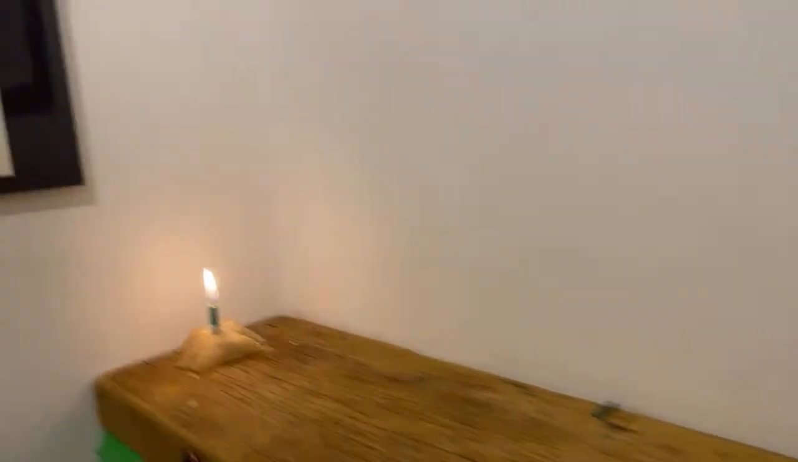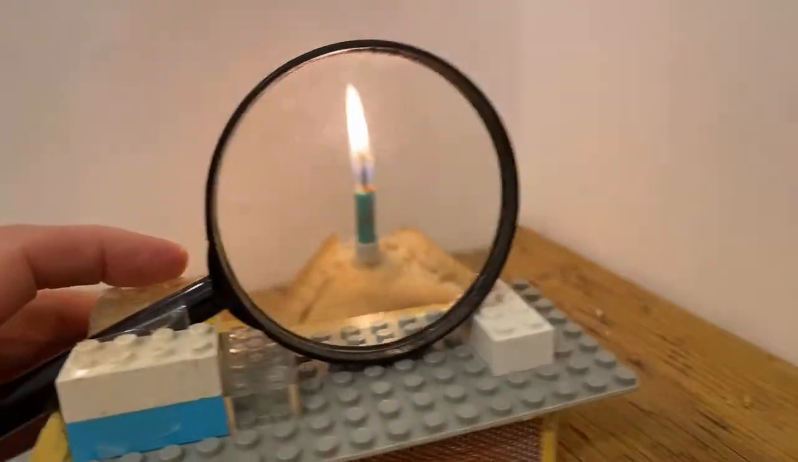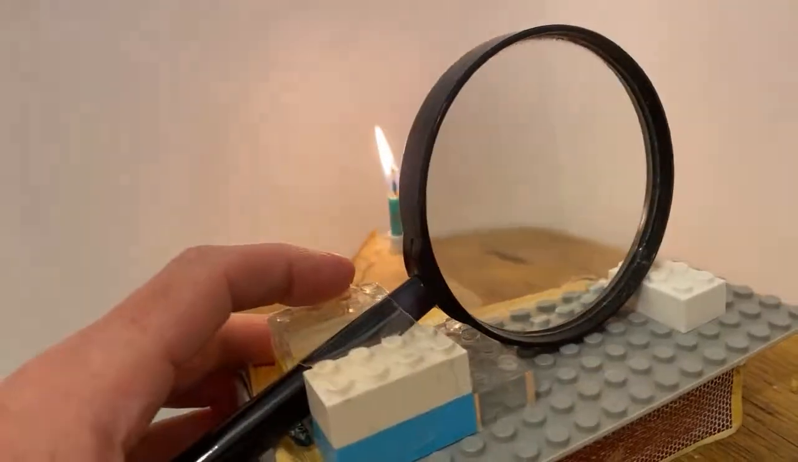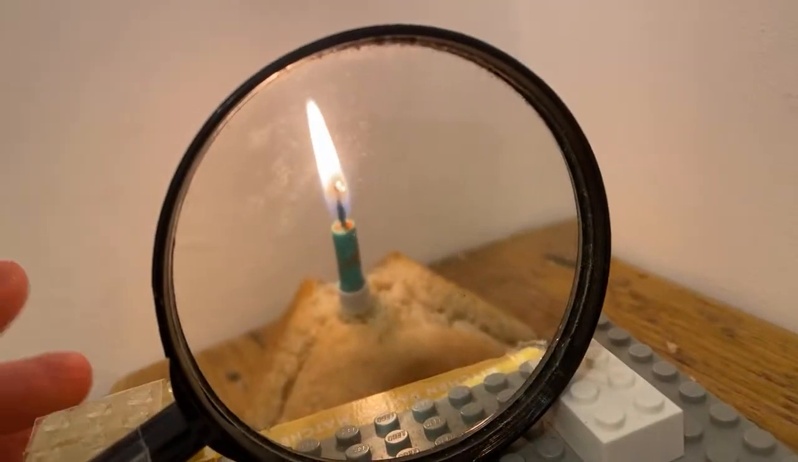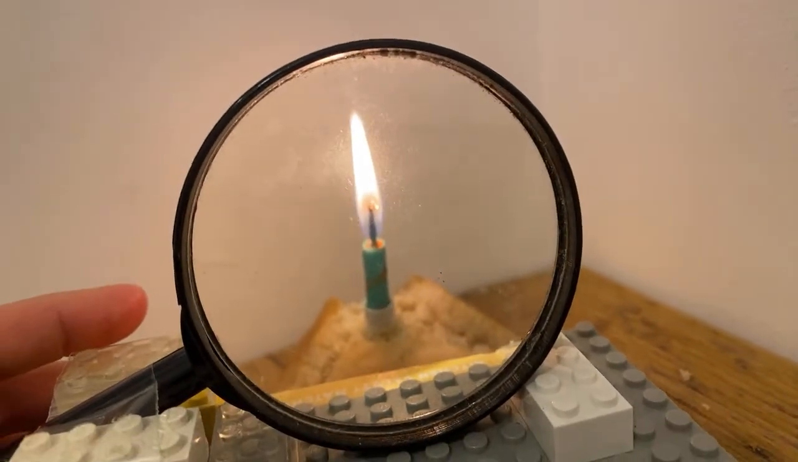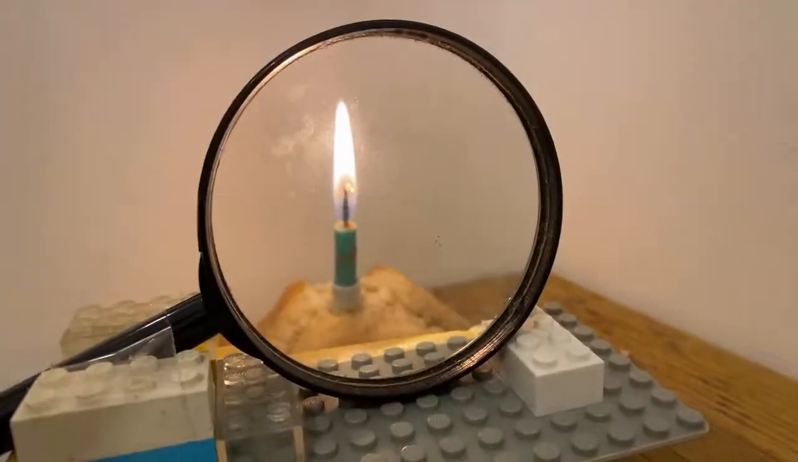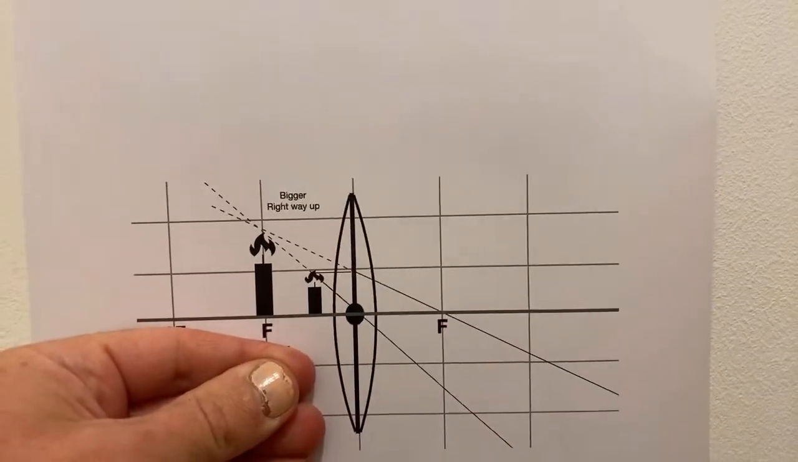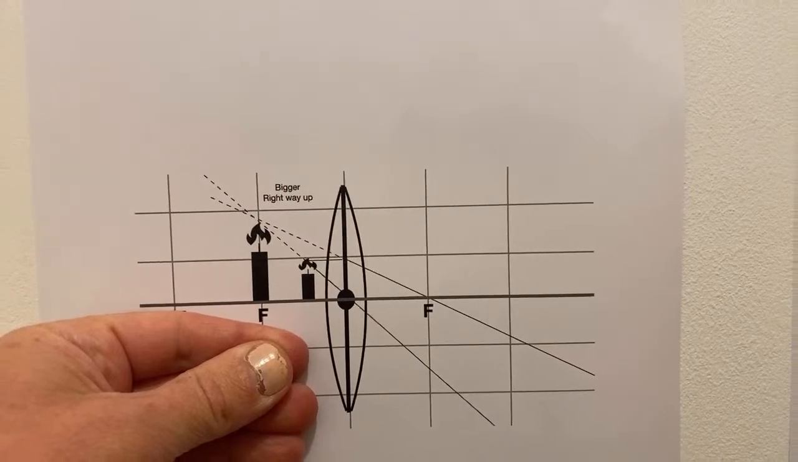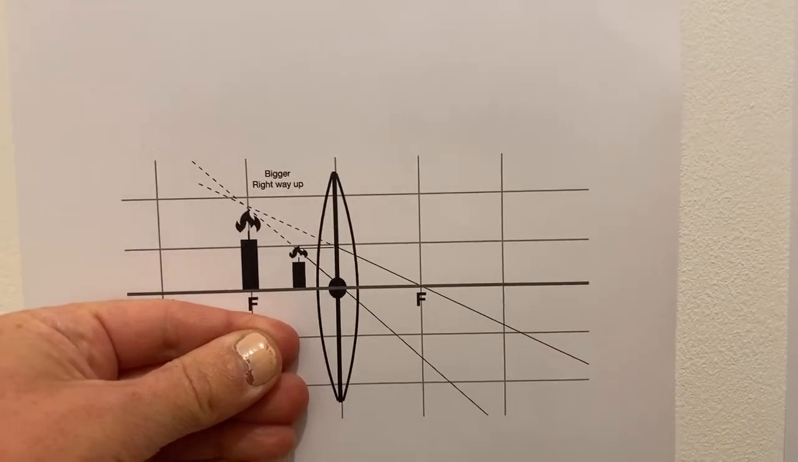And then obviously the last one, which is kind of obvious, is you look at something through a magnifying glass. It's weird because obviously it looks like the thing, but it must be an image. It is an image, isn't it? Because it's not the real thing, and it's bigger, and it's the right way up. So it's this one. It's bigger, it's the right way up, and it's not real, it's virtual.